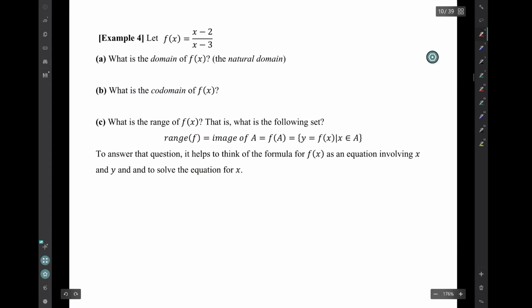Let's go on. Example 4. Let f of x be this rational function. What is the domain of this function? That is the natural domain. We see that the domain is all x's that are not equal to 3.